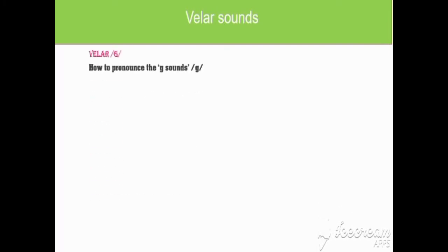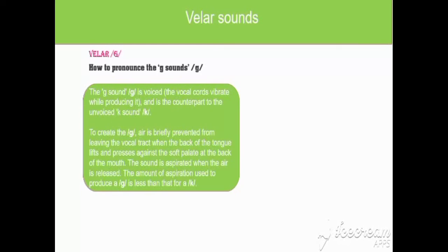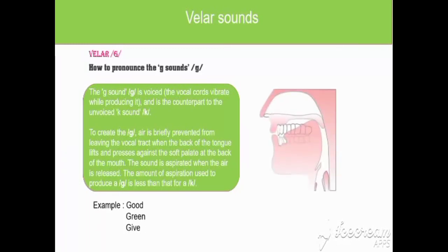Velar g. How to pronounce the g sound? The g sound is voiced. The vocal cords vibrate while producing it, and it is the counterpart to the unvoiced k sound. To create the g, air is briefly prevented from leaving the vocal tract when the back of the tongue lifts and presses against the soft palate at the back of the mouth. The sound is aspirated when the air is released. The amount of aspiration used to produce a g is less than that for a k. Examples: good, green, give.